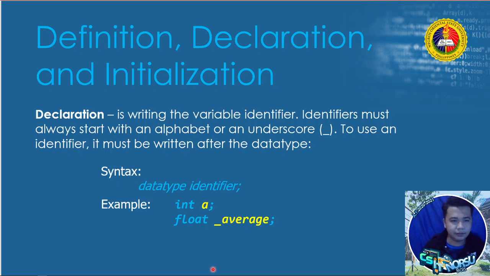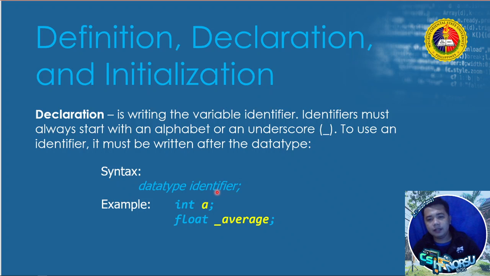The next step is declaration. Declaration is writing the variable identifier. Again, identifiers must always start with an alphabet letter or an underscore. To use an identifier, it must be written after the data type. It is called declaration when you set an identifier to the data type. So the syntax would be data type, space, identifier. Just like what we discussed a while ago, you can write any word or string of alphanumeric characters when choosing the identifier, except, of course, for the C++ keywords that I've shown you previously.